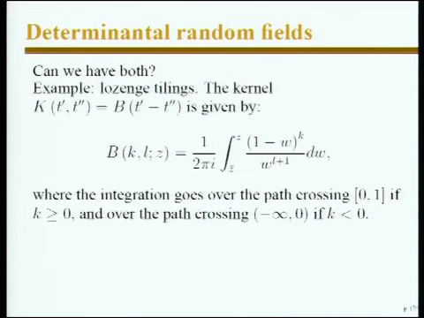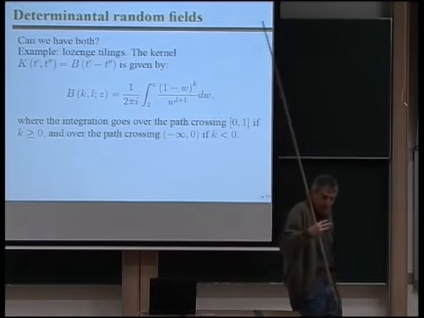And this is the kernel which describes this random field of lozenges on the plane. Now, Z is just a parameter? And Z is a parameter, and a very important parameter, because if you think about those lozenge tilings, you will find that there is a phase transition there, so to say.